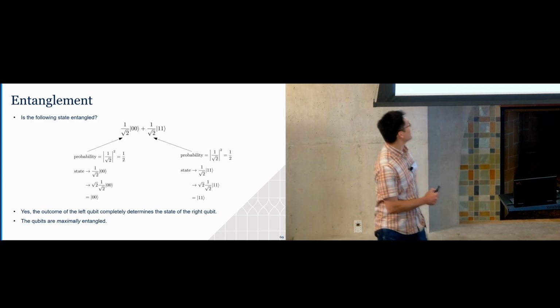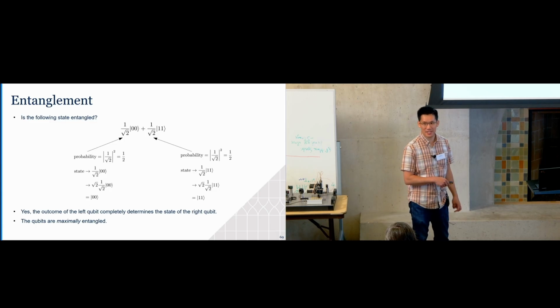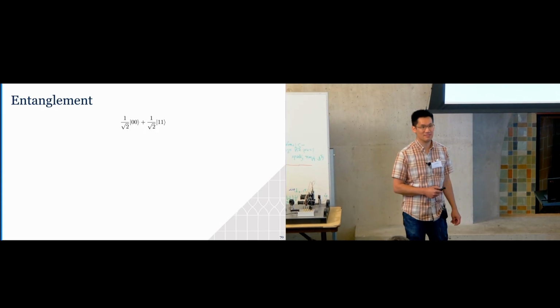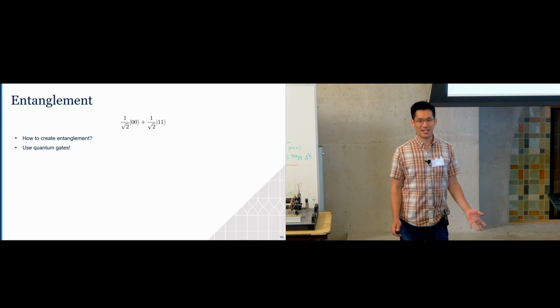Okay, so this state we saw is maximally entangled. If you know one qubit, that completely determines what the other qubit is. How do you create that state that's maximally entangled? Like, how do you make entanglement? Well, you can use quantum gates.